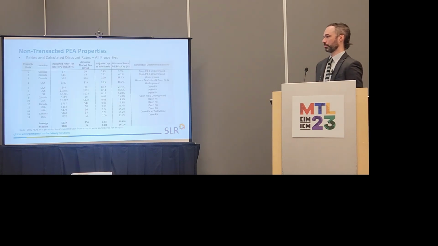So for the non-transacted PEAs, we took similar information. After-tax NPVs, adjusted market cap, we calculate the ratio, and then we calculate the discount rate required for the adjusted market cap to equal the NPV. And you can see here we actually have quite a broad range of values, in terms of both the discount rates and the ratios. Some of the ratios are quite low, and then there's a cluster that are quite high.